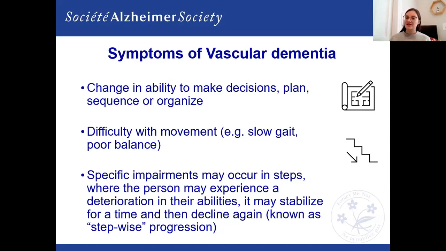Now, just because that's kind of characteristic of it doesn't mean that's always how it presents. So vascular dementia can also be slow, it can be gradual, it can be sudden, it can occur in a few different ways.